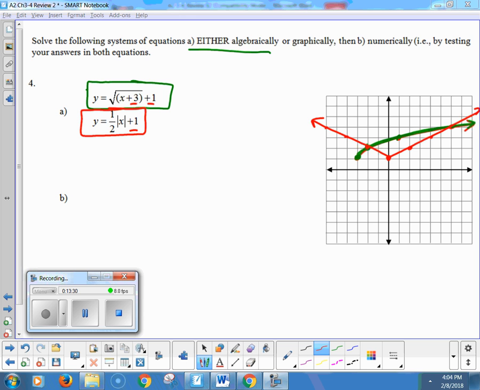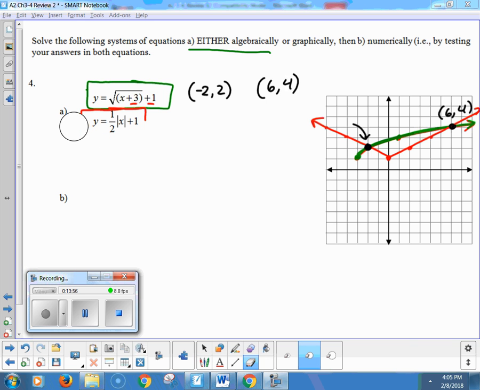All right. And if you graph this thing accurately, you have 2 solutions because these graphs cross in 2 spots. They cross at this point here, which is -2, 2, and at this point here, which is 6, 4. So you should test these points to make sure that they work in either equation.